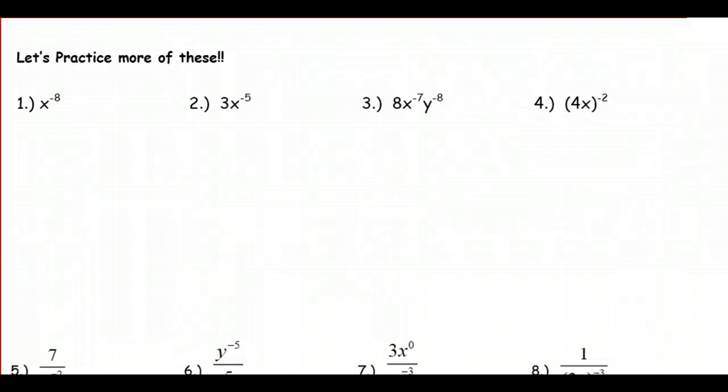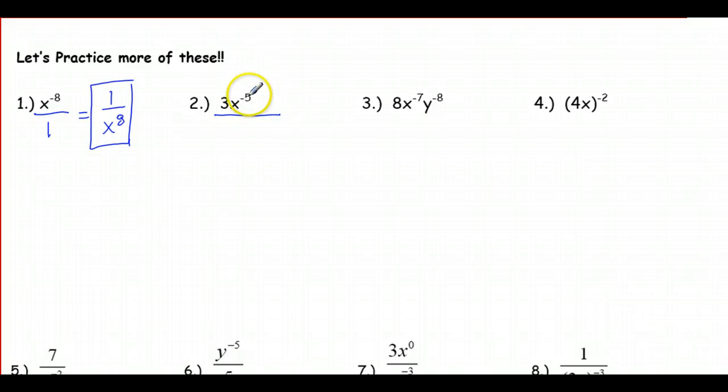Alright, let's continue practicing this. So number 1, we've got x to the negative 8. Again, we think of this over 1, so we're going to take our negative and we're going to move it down so we get 1 over x to the positive 8. Alright, in the next example, so again, this is over 1. Now, my negative exponent only applies to the variable, so that's the only piece we're going to move to our denominator. So the answer here is going to be 3 over x to the positive 5.